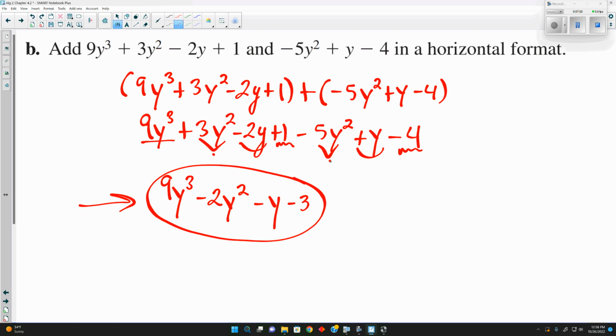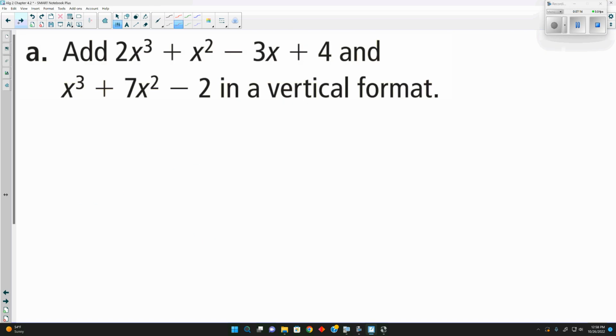So again, that's not something you have to do. That's just my personal preference on how I keep track of everything. Questions on addition? Do we need to see another example of addition? I feel comfortable with this here.